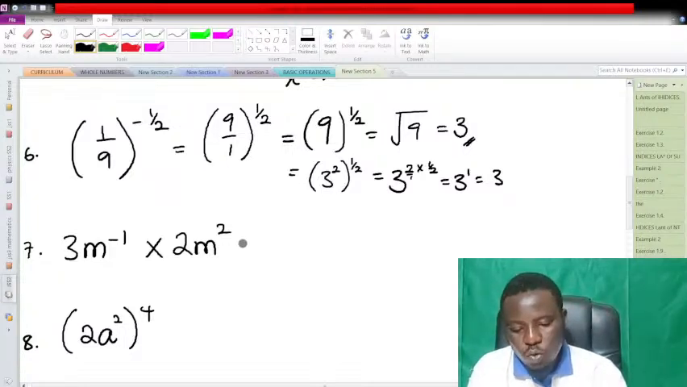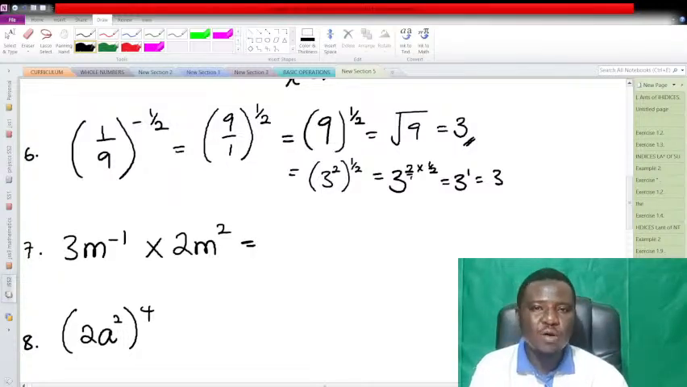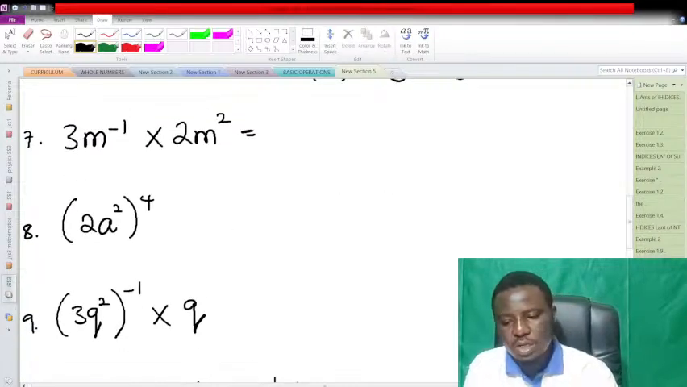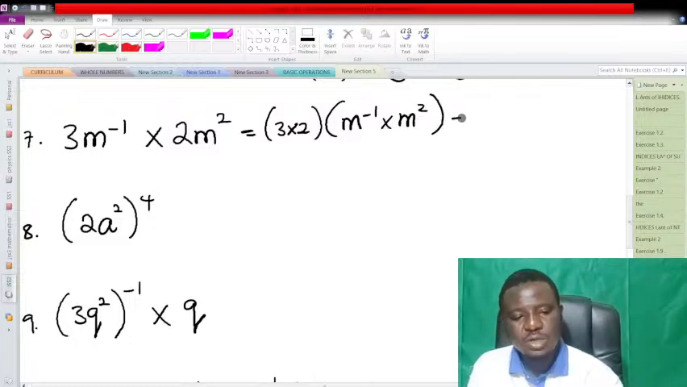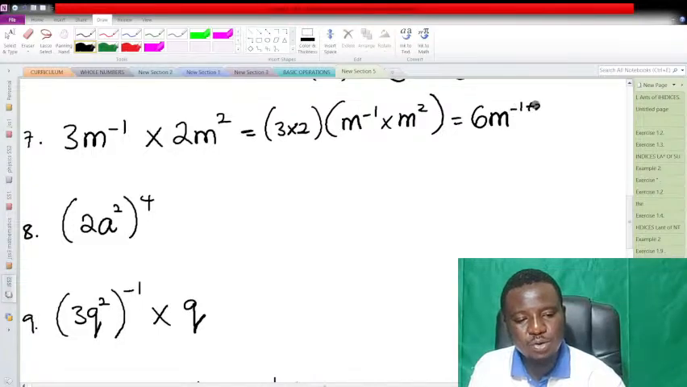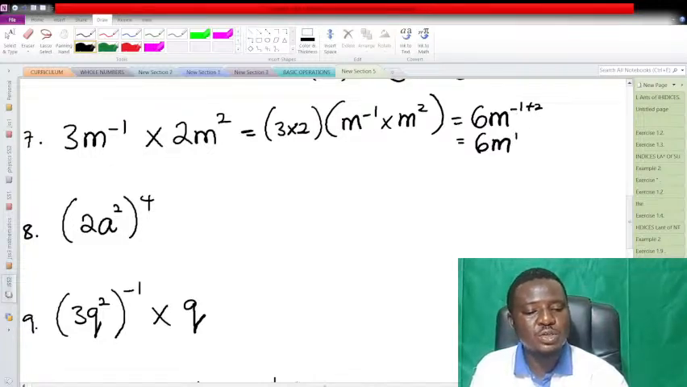Alright, so question 7 is equal to, I'll also multiply out the coefficients so that this gives us 3 times 2 into bracket m raised to the power of minus 1 times m raised to the power of 2. So that this is equal to 6m raised to the power of minus 1 plus 2, which is equal to 6m raised to the power of minus 1 plus 2 is 1, which is equal to 6m.